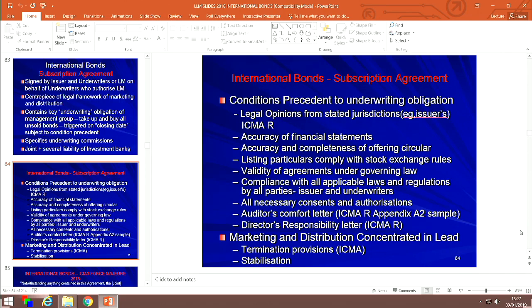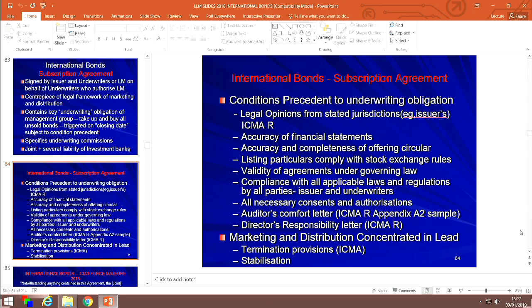That's ICMA, International Capital Markets Association. They lay down guidelines as to what needs to be done in relation to each bond issue. And ICMA suggests that the underwriters should get an auditor's comfort letter, and the form for it is found in Appendix A2 to the ICMA guidelines.